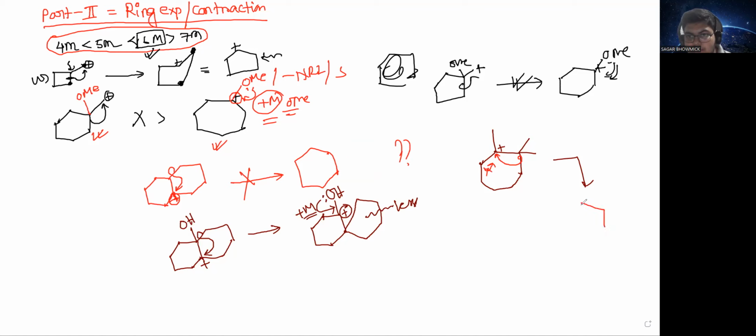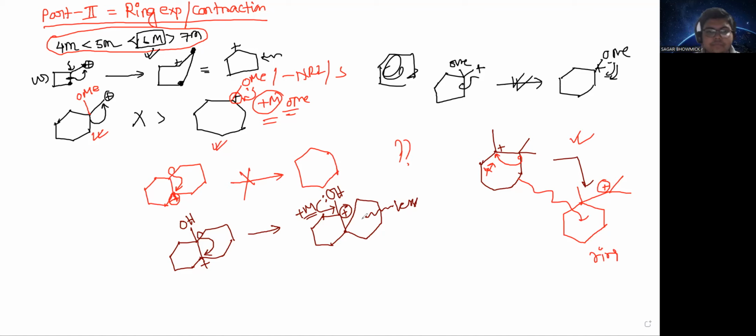From this side, this will form. But from this side, you will not get a tertiary carbocation. After ring contraction, you can draw and check. So this is ring contraction. The ring has attained more stability, and again the carbocation is a tertiary carbocation. So this will occur and give ring contraction. So till now we have observed both ring expansion and ring contraction.